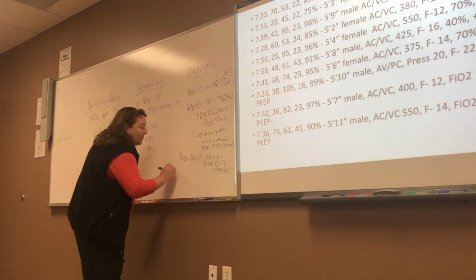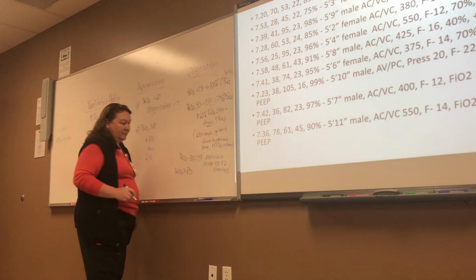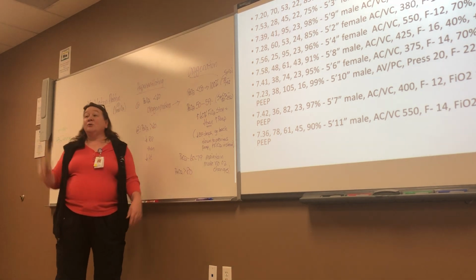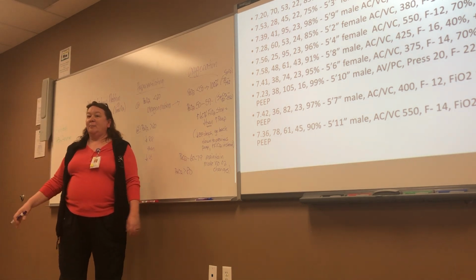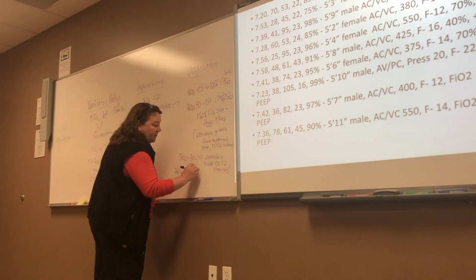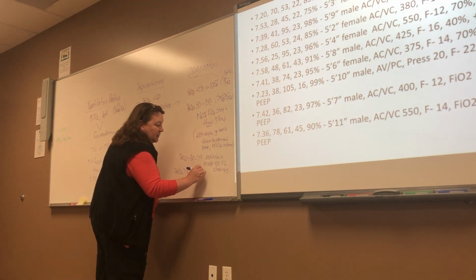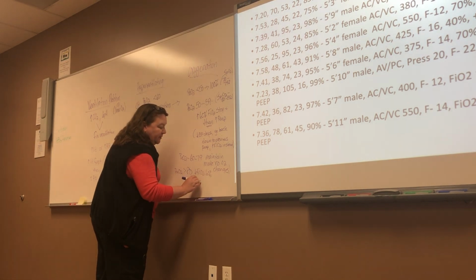Okay, PaO2 greater than 80. Then you'll come down on your FiO2 to 60, and then bring down the PEEP. It's the opposite. Decrease FiO2 to 60%, and then bring down your PEEP back to 5.